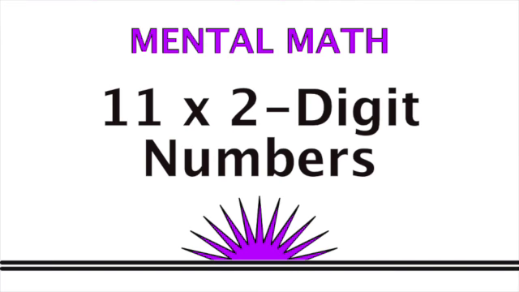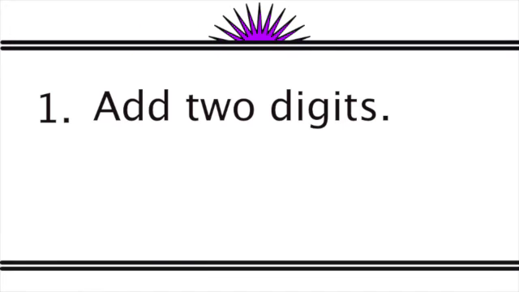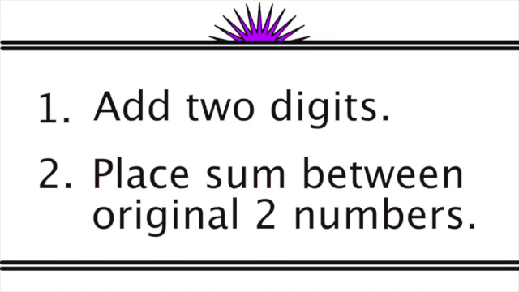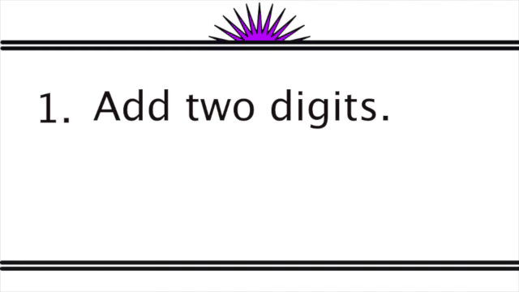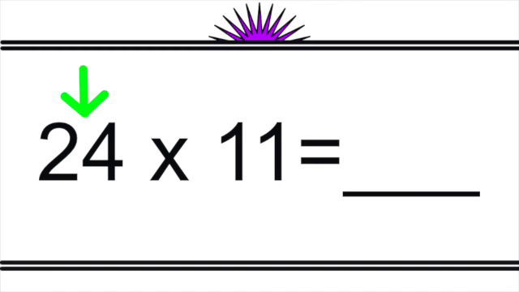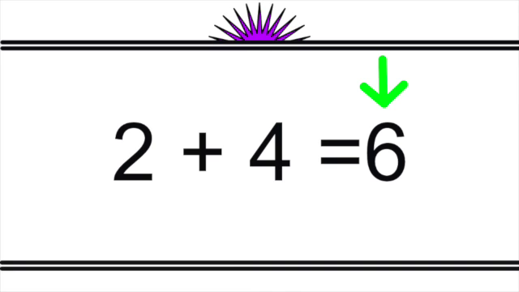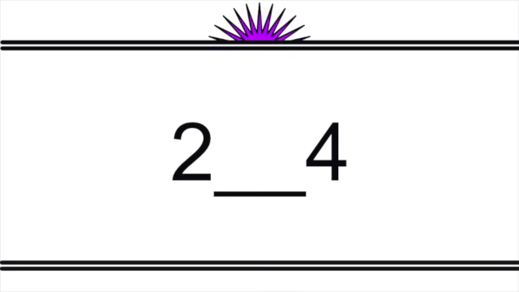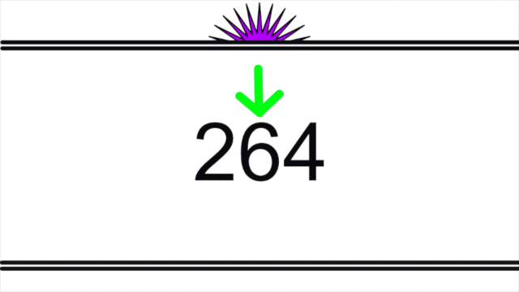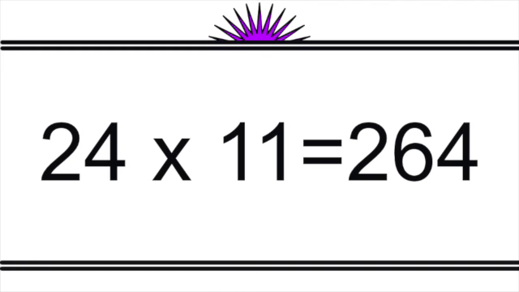Okay, let's get started. Step 1, add the two digits together. Step 2, place the sum between the original two numbers. So, for example, looking at 24 times 11. Step 1, add the two digits. So we take the 24 and we add the 2 and the 4 together, which makes 6. Step 2, place the sum between the original two numbers. So we place the 6 between the 2 and the 4, and that gives us 264. So 24 times 11 equals 264.